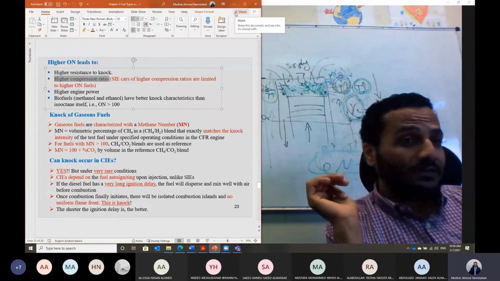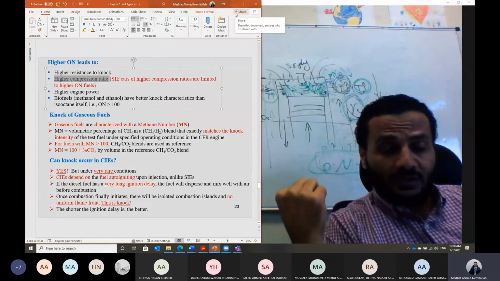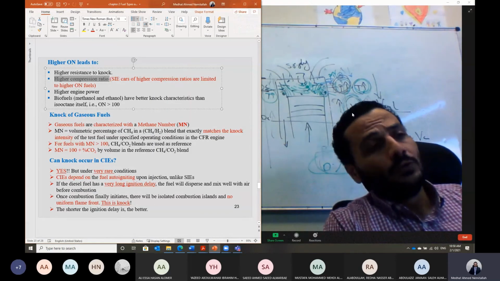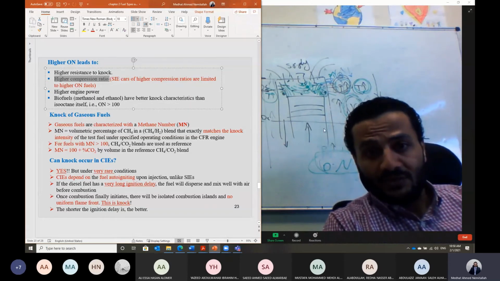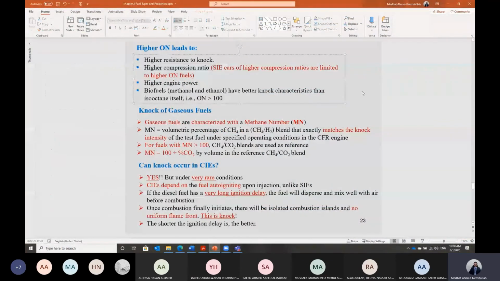So don't go to 95 unless your car actually requires it. If you have an older car, the compression ratio is low, so it will not have high pressure and high temperature inside the cylinder, and the fuel will not self-ignite. So it is not good to have a higher octane number if your car does not require it. But having a higher octane number, as we said, will result in higher engine power.